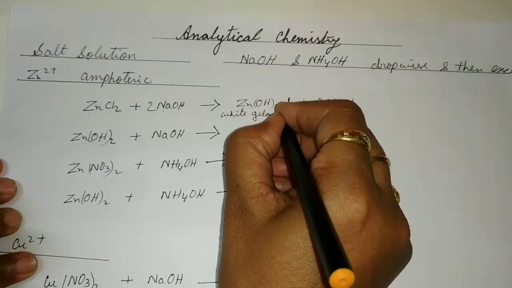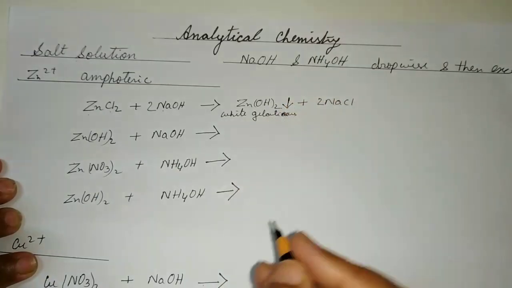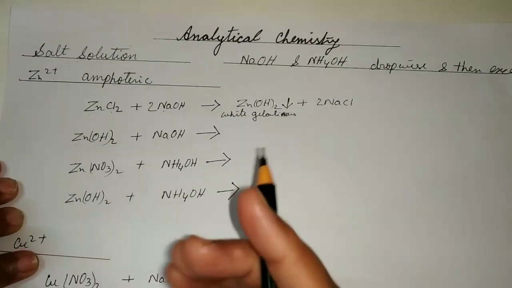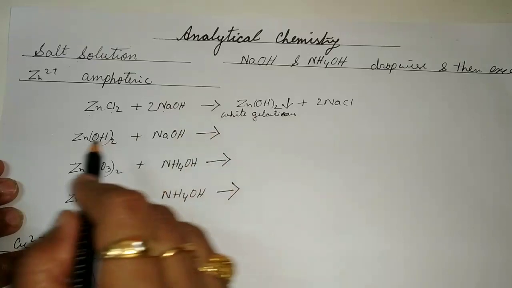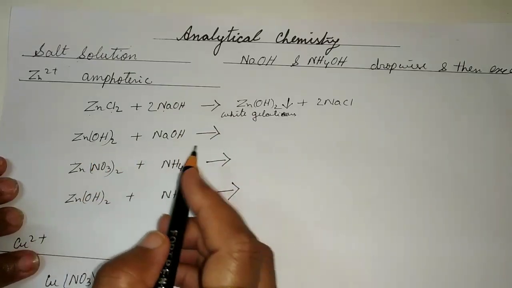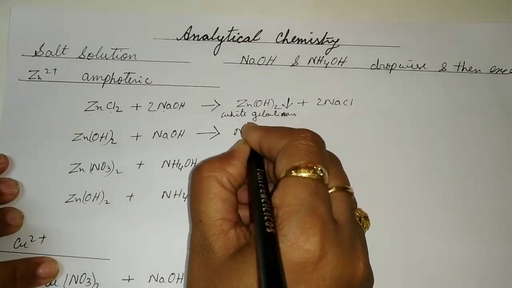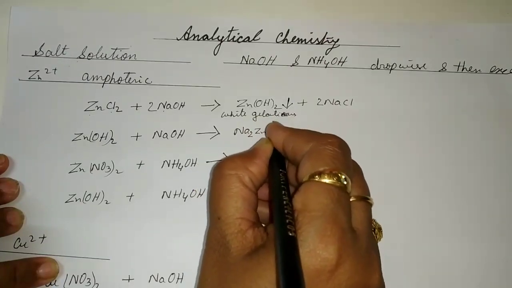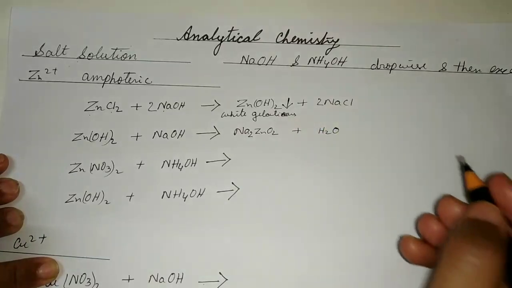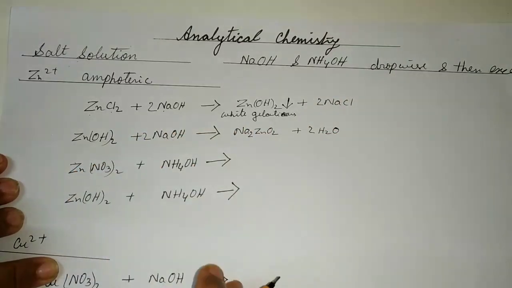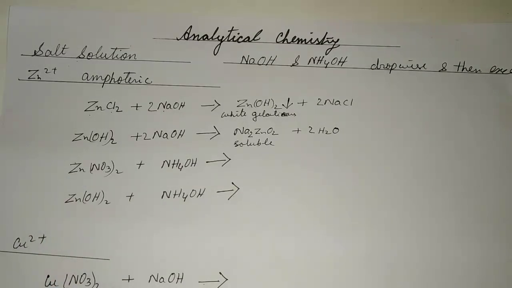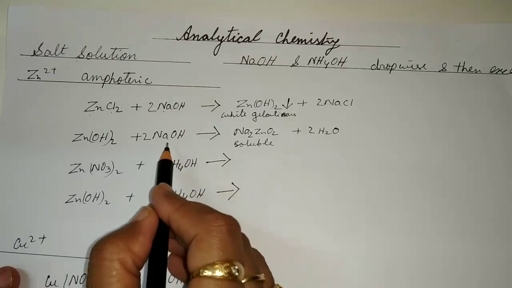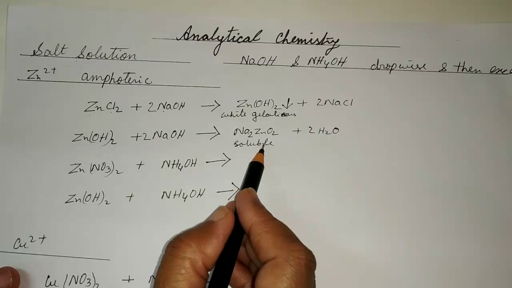We now need to know the color of this zinc hydroxide, which is white, gel kind. It will be a gel kind of white precipitate, which is soluble in excess of sodium hydroxide. So when zinc hydroxide reacts with sodium hydroxide in excess, you get a soluble salt, which is sodium zincate, and you get water. We balance it. This is one soluble salt. So the observation is we get white gelatinous precipitate on adding few drops of sodium hydroxide, and on adding excess of sodium hydroxide, we get the precipitate dissolved, soluble.